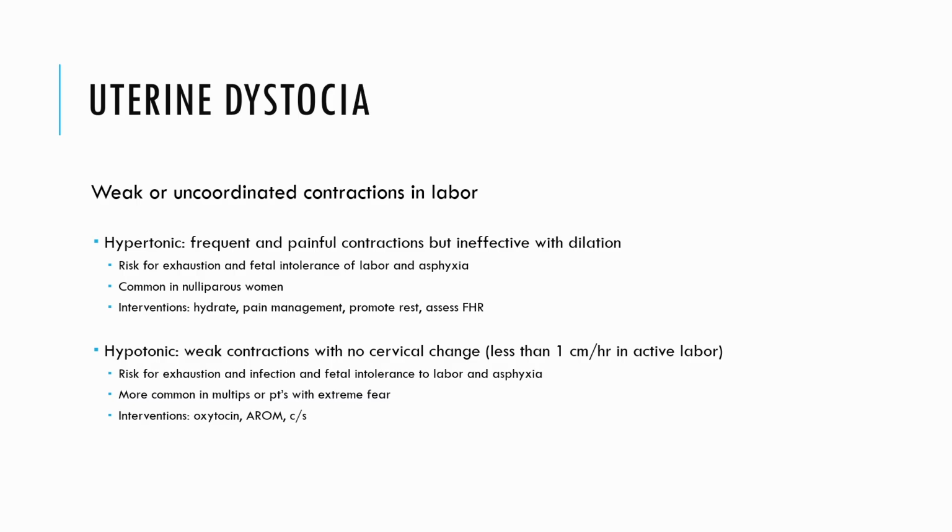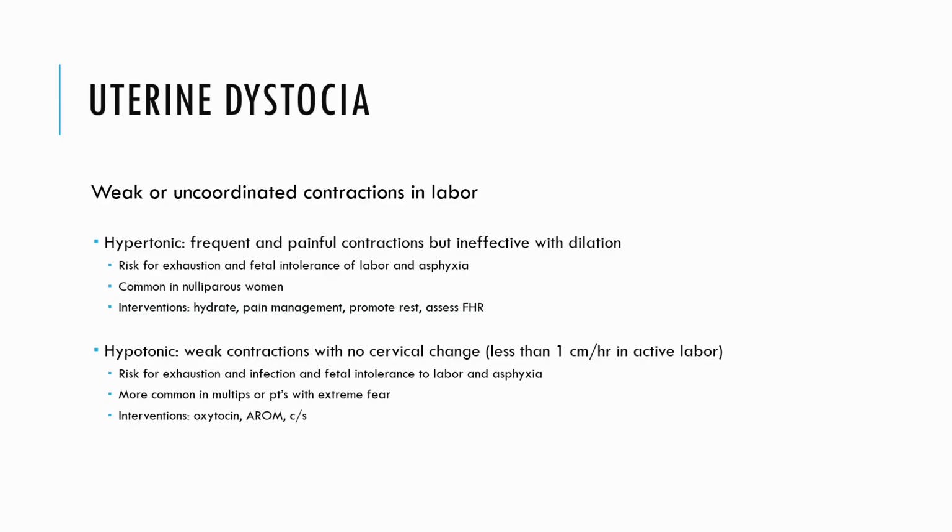Okay, so if we're looking at dystocia, another type that we can talk about is uterine dystocia. This is where the slow labor progression is due to the uterus. So we either have weak or uncoordinated contractions in labor. So we can either have hypertonic or hypotonic contractions. Hypertonic means that they occur frequently, and they're painful, but they're ineffective with dilation. So she's having them, but they're just not effective.